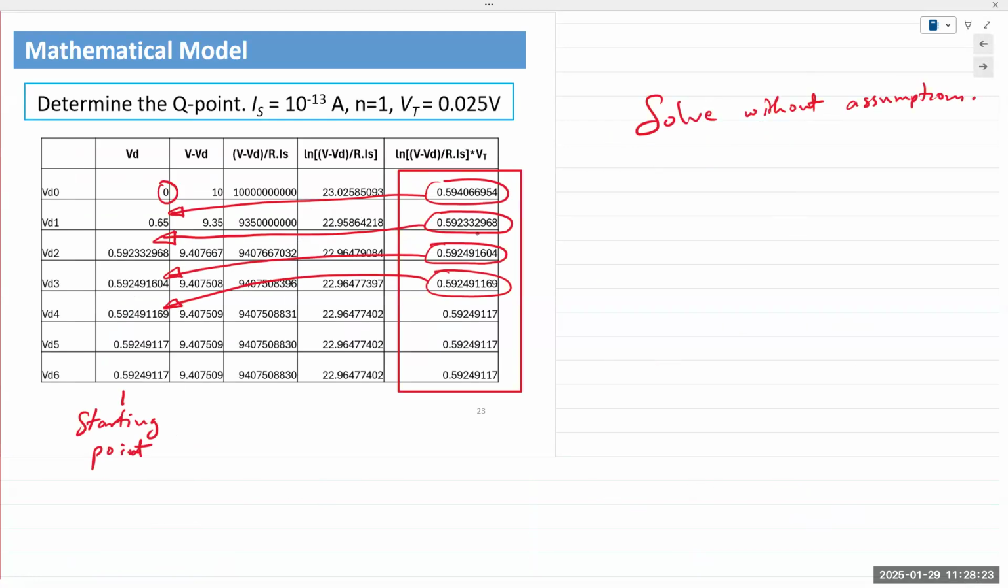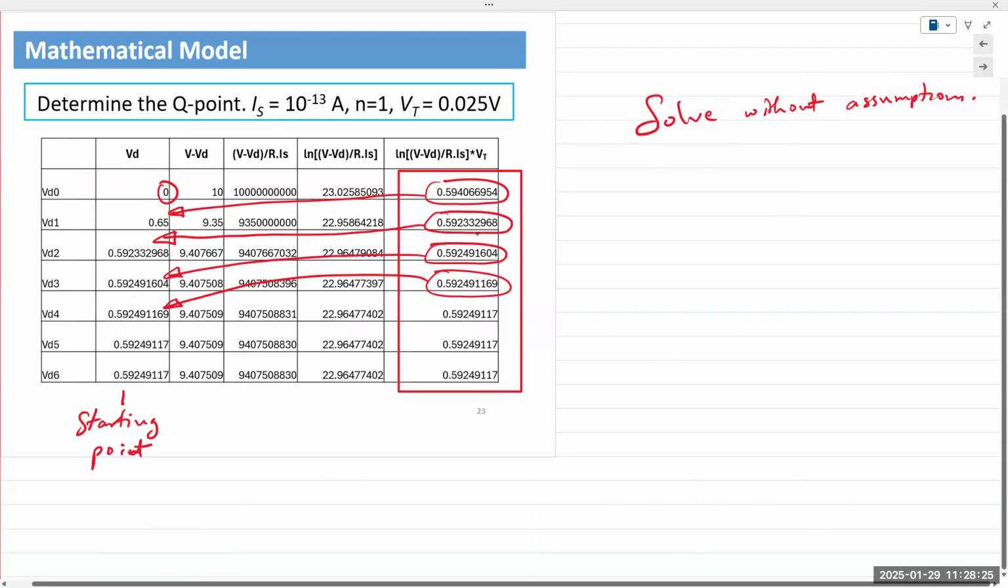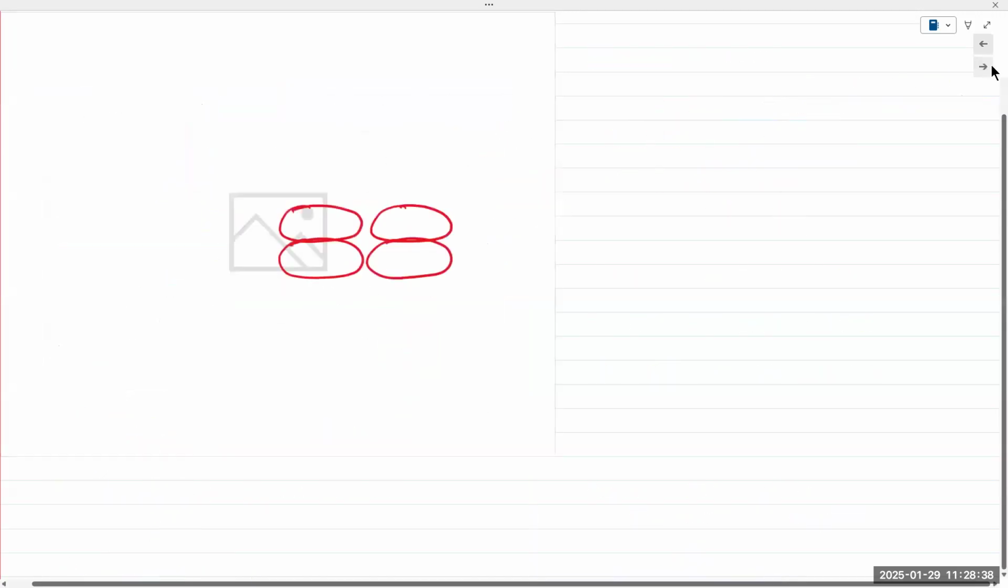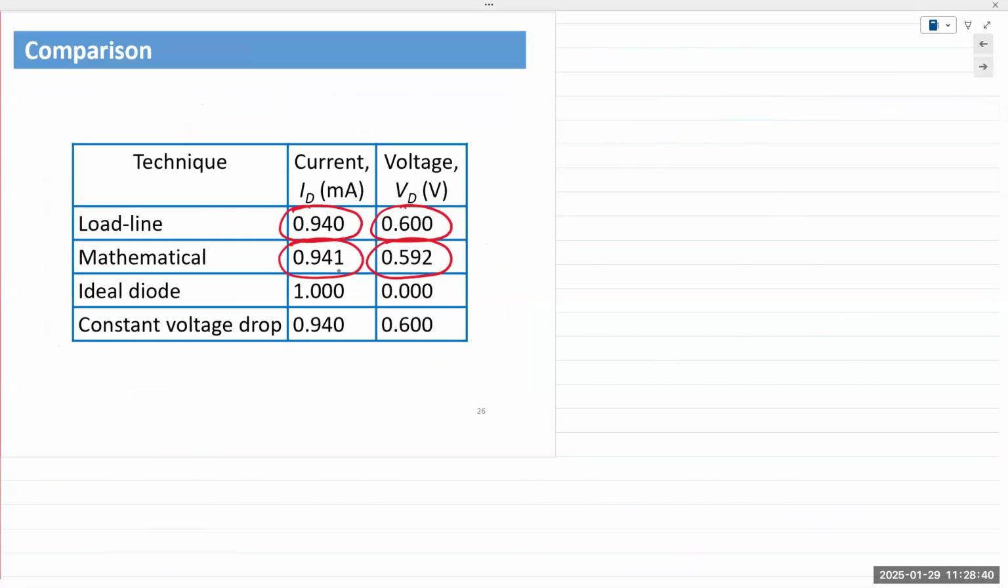Within, let's see, 0.592 here, within 2 steps. I would even say technically 1 step. I obtained a match between my assumption and my answer. And so 0.941, 0.592.